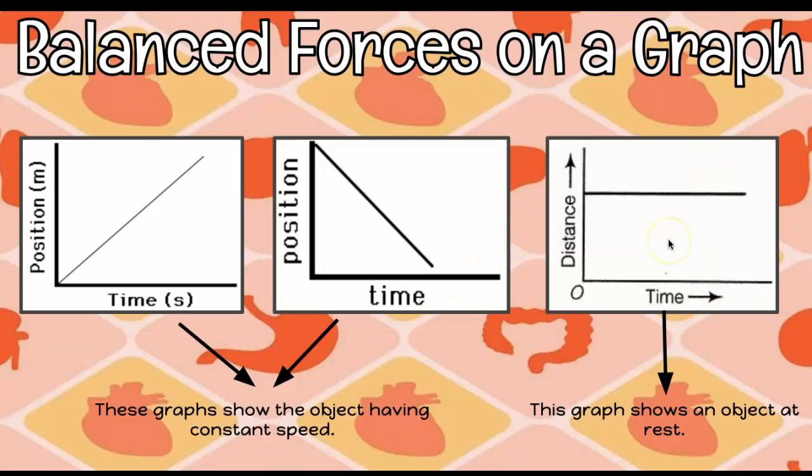The next one shows an object that's not moving. If you ever see a flat line or a horizontal line on a distance time graph, that means that object is not going anywhere. I like to pretend to plug in numbers here on my X and Y axis just to see. So that would be like saying this distance is at, we'll say 5 meters. As time goes on, the object stays at 5 meters. It doesn't move. Move to another time, still 5 meters. Move to another time, still 5 meters. So no matter what, that object's distance isn't changing because it's not moving. So this would be the graph we would see of a balanced force that was not moving.